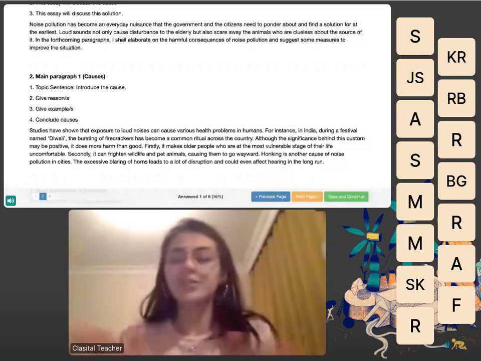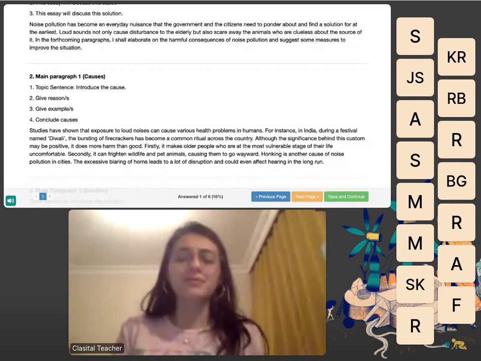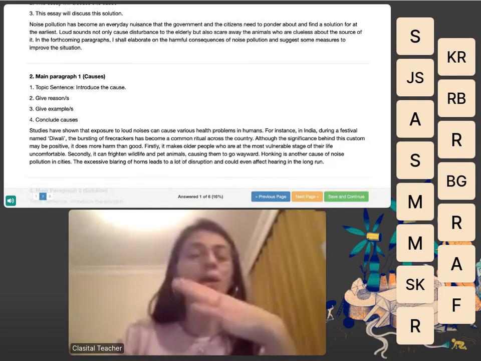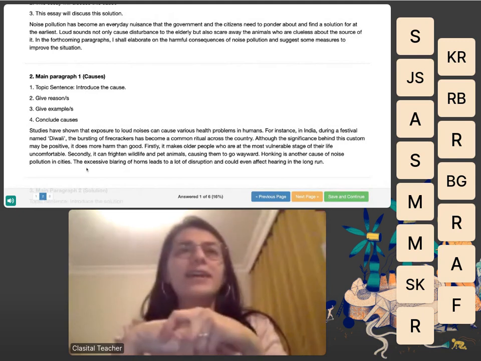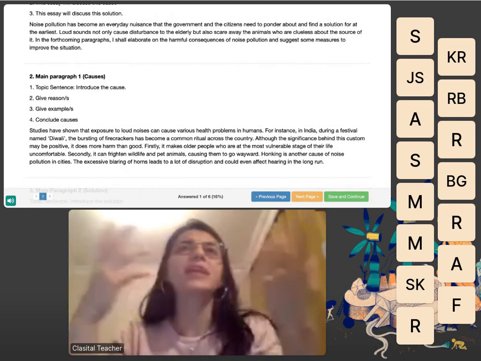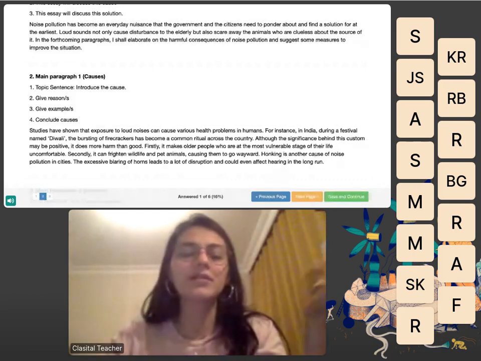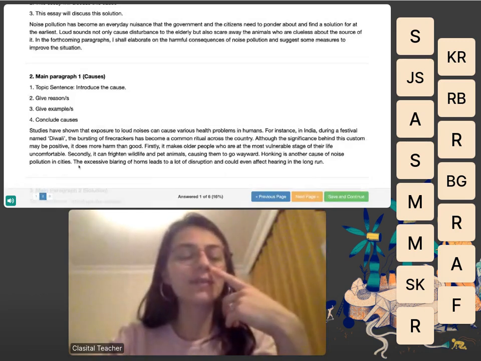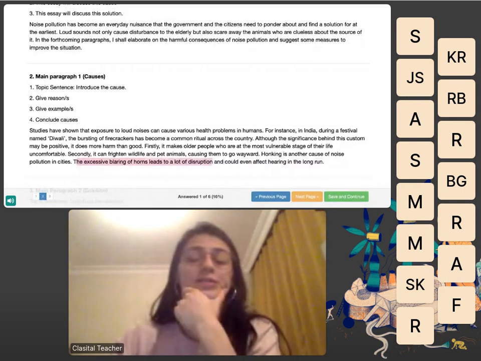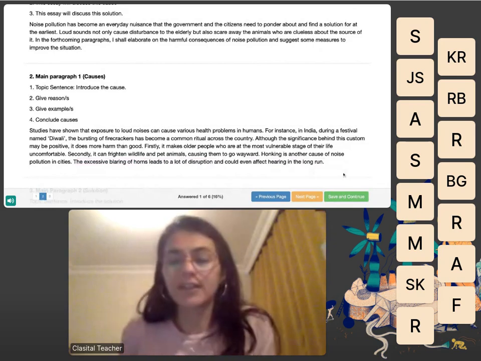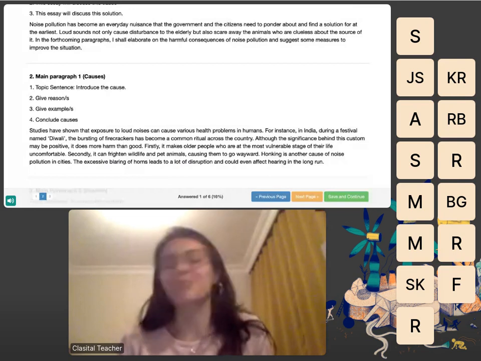And there's another question saying you didn't understand how to conclude the causes. So basically, what we do in the concluding causes part is give a general statement that is related to our causes. For example, in this one, we said the excessive blaring of horns leads to a lot of disruption and could even affect hearing in the long run, stating that this is a really important problem.